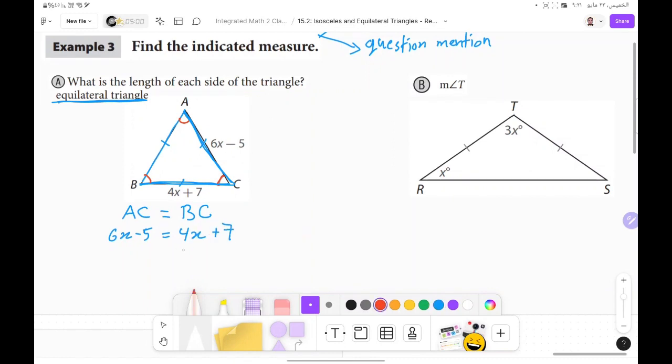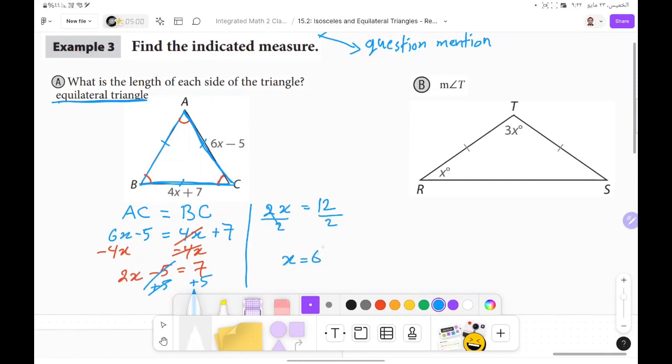Now, how can I solve this? Always isolate x, take the smaller x to the bigger x. So negative 4x, negative 4x. You cancel the x's. Now 6x minus 4x is 2x, minus 5 equals 7. Then we have to add 5 to both sides. So 2x equals 7 plus 5, which is 12. Then you divide by 2, so x is equal to 6.